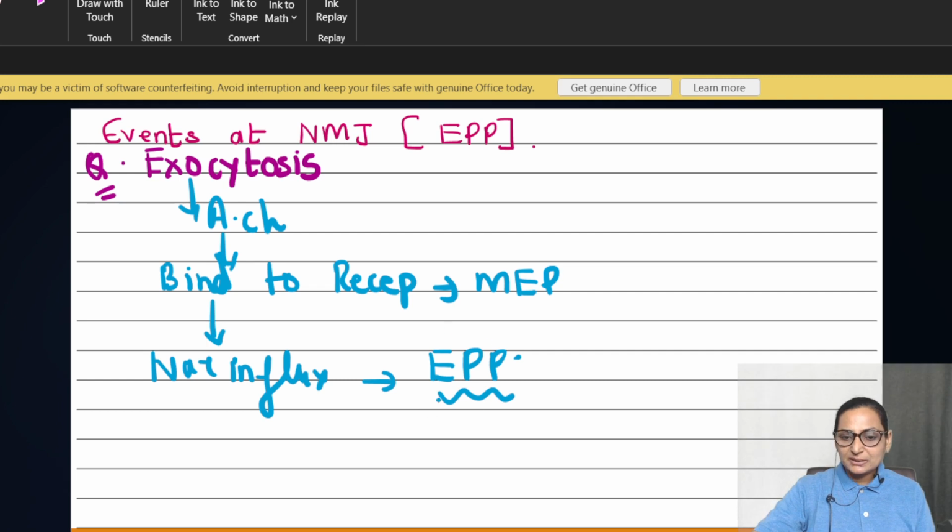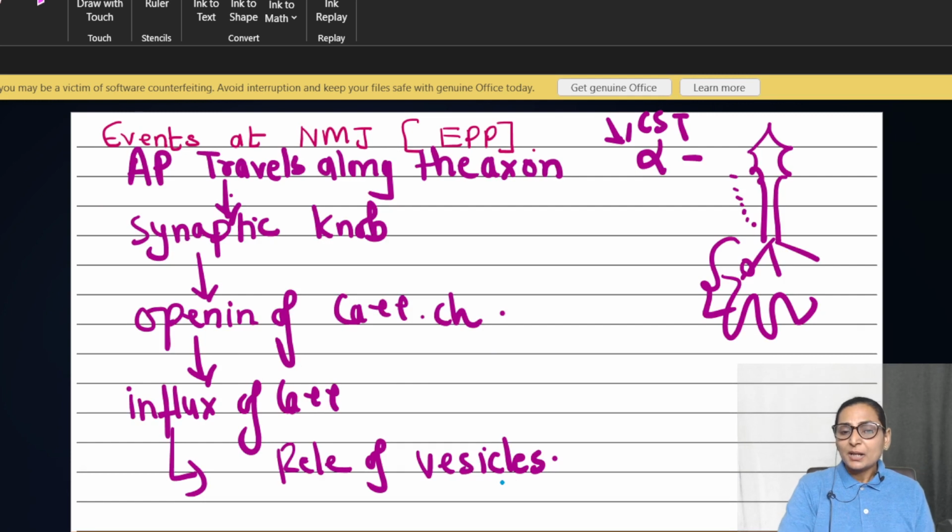It will result in the development of this end plate potential at the end of the NMJ, which will then be converted into an action potential and go all the way through the muscle, which we will see. So these are the events which are taking place. Whenever you get a question on NMJ, I always request you to draw or make flow charts. Don't write your answers in paragraphs. That is very boring for the examiner to correct. Always write physiology in the form of flow charts.